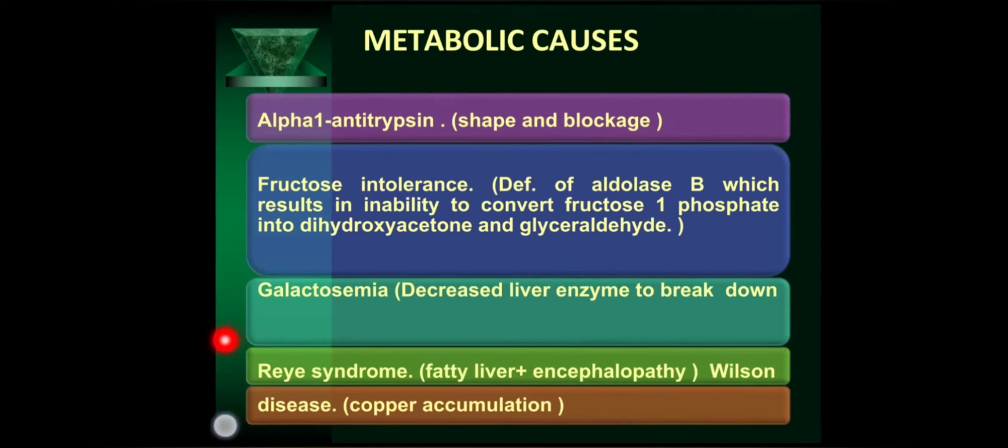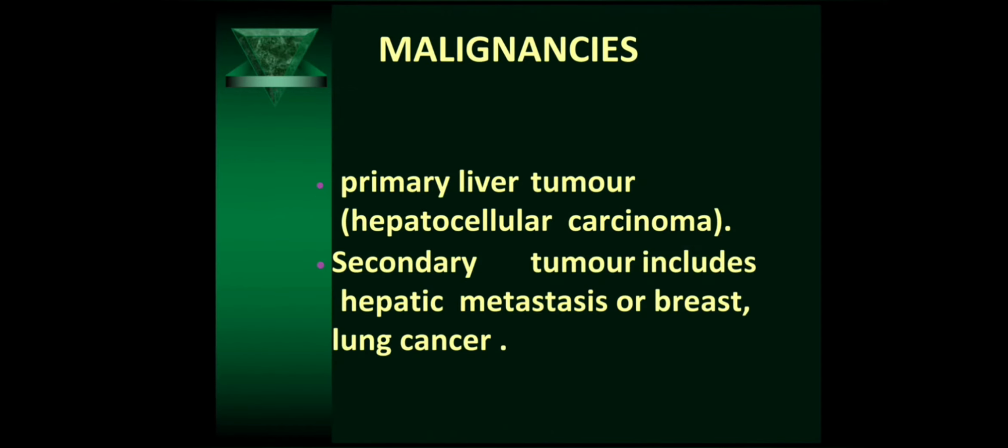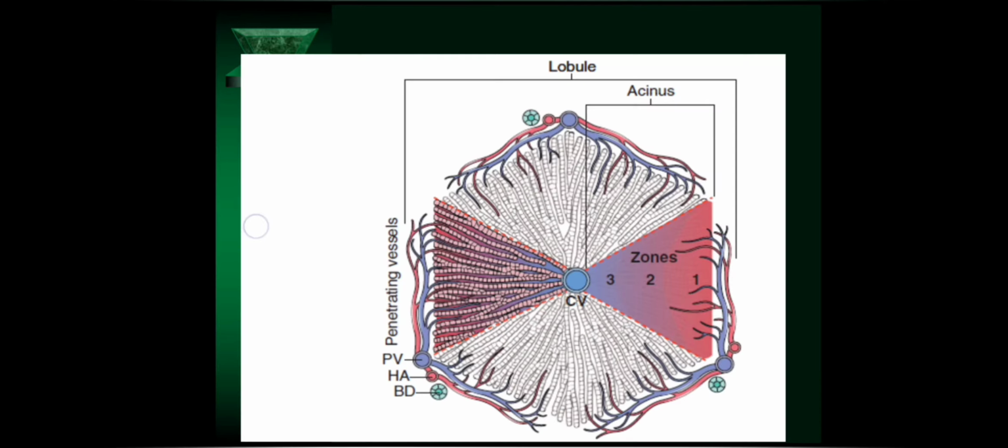Reye's syndrome, that is fatty liver in case of consumption of chloramphenicol, and encephalopathy also follows. Wilson's disease is because of copper accumulation in the liver. Then there are certain malignancies like the primary liver tumor, which is hepatocellular carcinoma, and secondary tumors, which include hepatic metastasis from breast cancer or lung cancer.